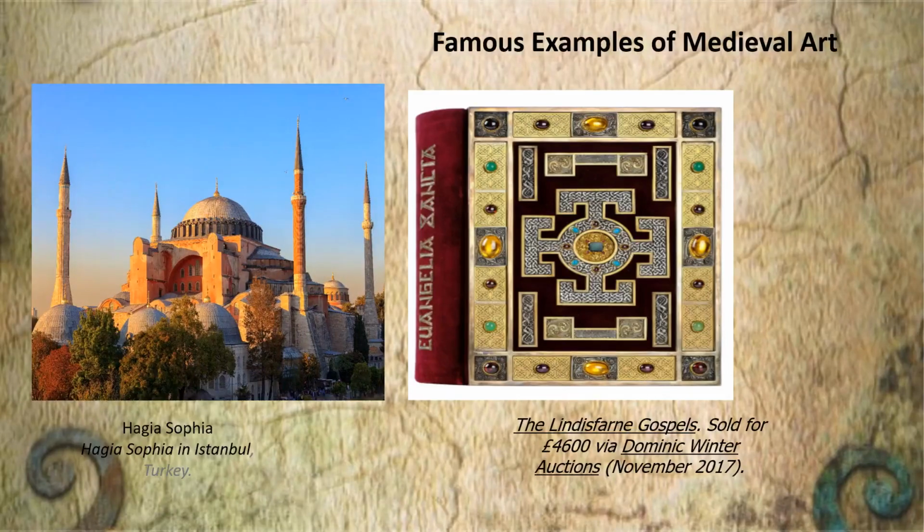We have the Hagia Sophia. This was built in 537 AD, at the beginning of the medieval period, under the direction of Byzantine Emperor Justinian I. It was originally built as a Greek Orthodox Christian cathedral.